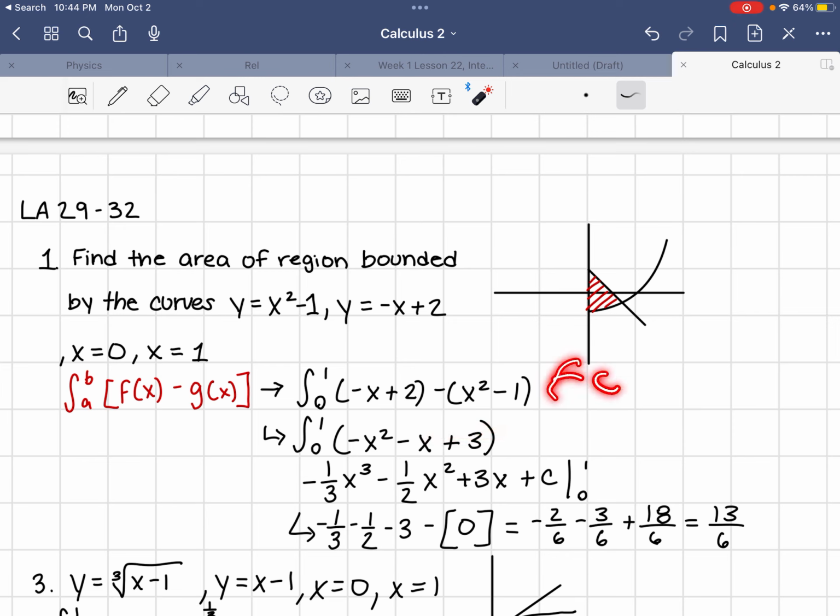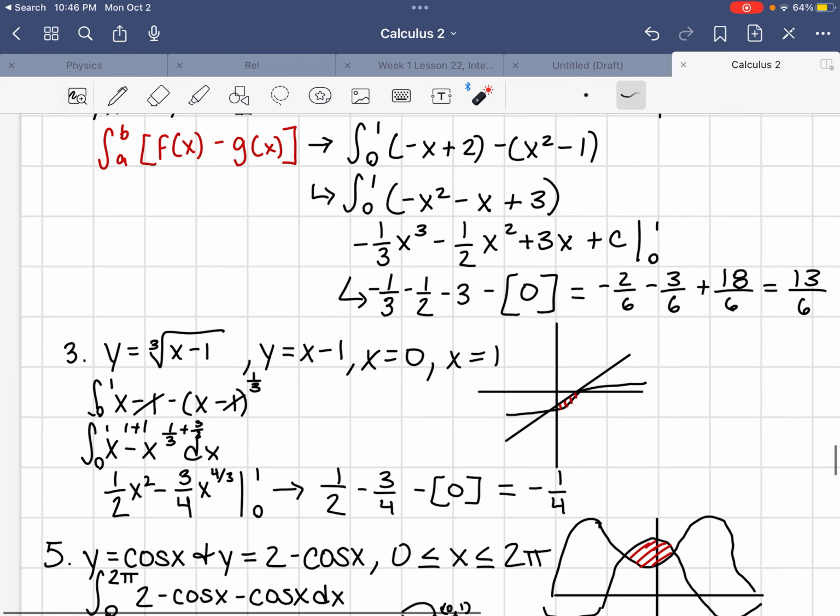FOIL, which is basically this to that and this to that, and you get this. You find the integral, which is this answer right here, and then you subtract b minus a, which is this right here that I'm showing, and it'd be 13 over 6.